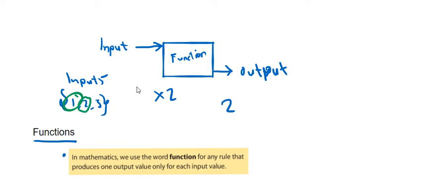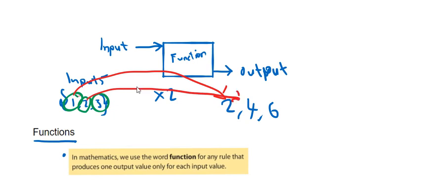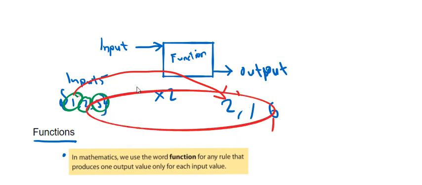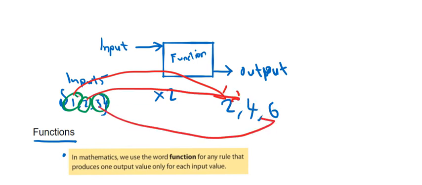If I was to take the 2 and I'm multiplying that by 2, my output then would be 4. And then if I was to take the 3 and I multiply that by 2, my output would be 6. So we see here then that for 1 we get 2, for 2 we get 4, and for 3 we get 6. So that's a real simple function. So we get one output for every input. I mean, if I was to do 4 as an input, I'd get 8, and so on.